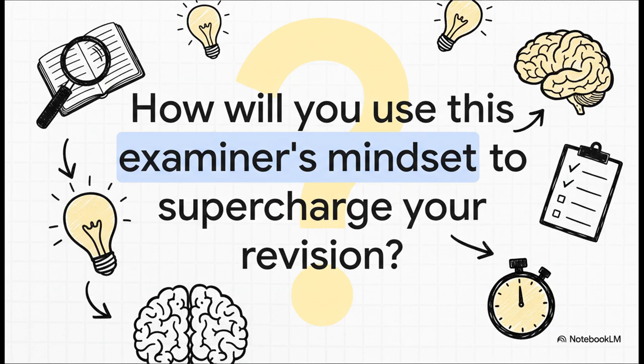We've seen exactly what an examiner wants to read, right? We know the specific phrases, the classic traps to avoid, and the level of detail you need for those big 6 markers. So the real question now is for you. Now that you know how an examiner thinks, how are you going to use that to completely supercharge your revision from this point on?